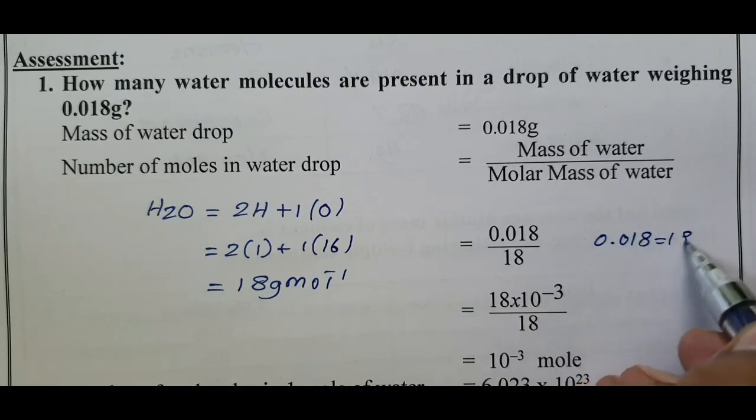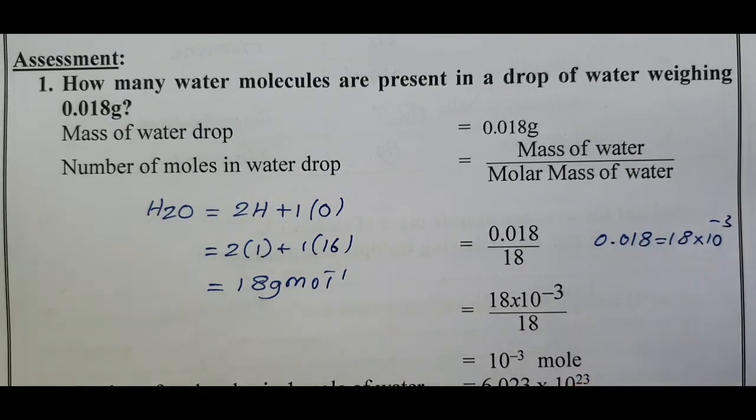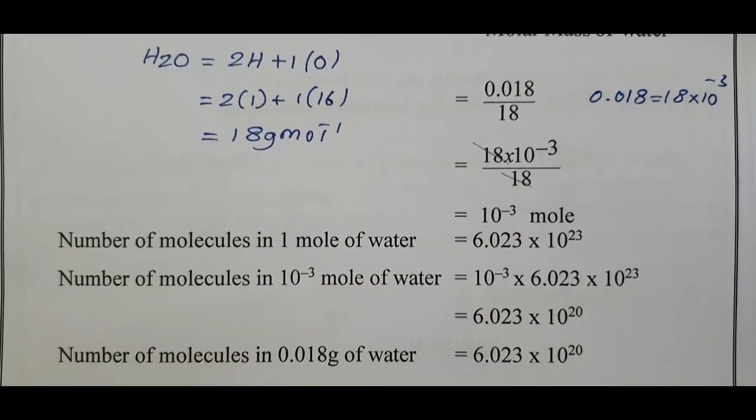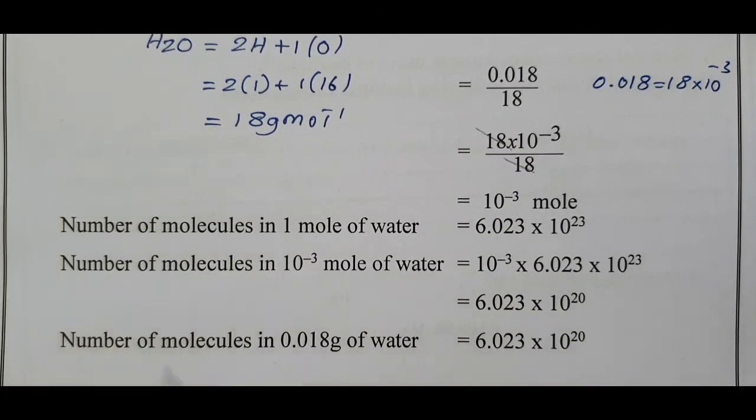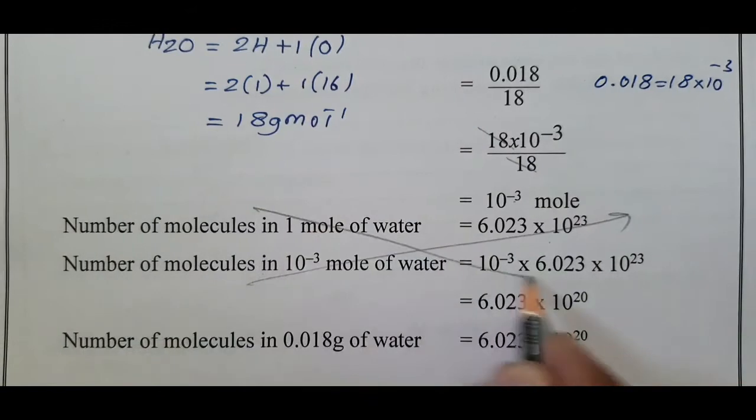0.018 equal to 18 into 10 power minus 3 divided by 18. 18 gets cancelled. Remaining we have only 10 power minus 3 mole as usual. Number of molecules in 1 mole of water equal to Avogadro number. Number of molecules in 10 power minus 3 mole of water equal to cross multiply divided by this one.